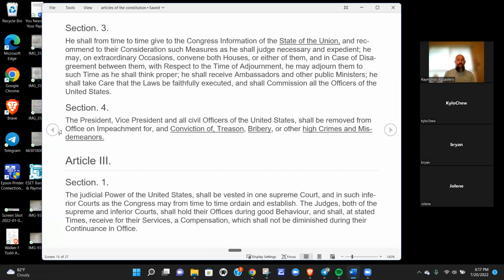All right, Section 3. He shall from time to time give the Congress information on the state of the Union and recommend to their consideration such measures as he shall judge necessary and expedient. He may, on extraordinary occasions, convene both houses or either of them, and in case of disagreement between them with respect to the time of adjournment, he may adjourn them to such time as he shall think proper. He shall receive ambassadors and other public ministers. He shall take care that the laws be faithfully executed, and shall commission all the officers of the United States.